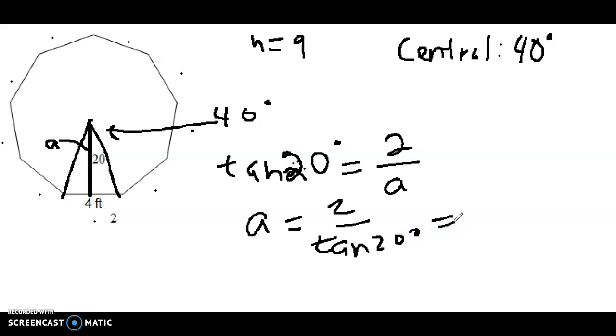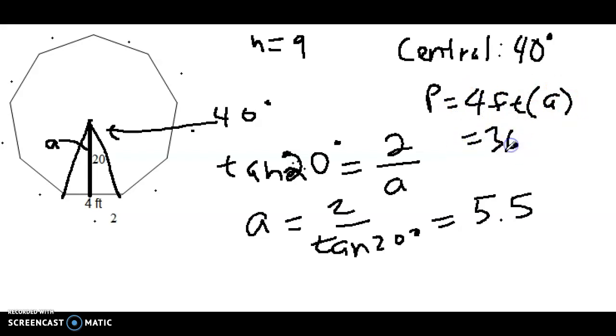Now in my calculator, I'm going to put that in. 2 divided by tangent 20 degrees is 5.5. Okay. So I've got an apothem of 5.5 units. I've got a side of 4 feet, and I've got 9 sides. So my perimeter is going to be 4 feet times 9, which is 36 feet. And my apothem, of course, is 5.5 feet.